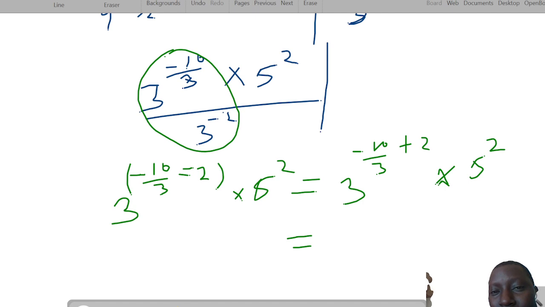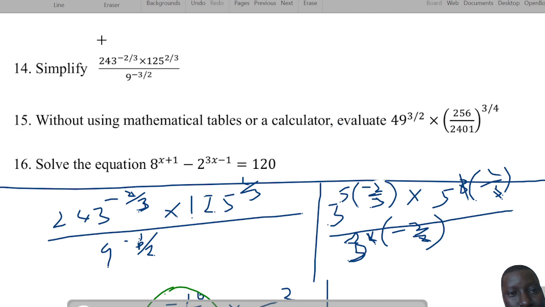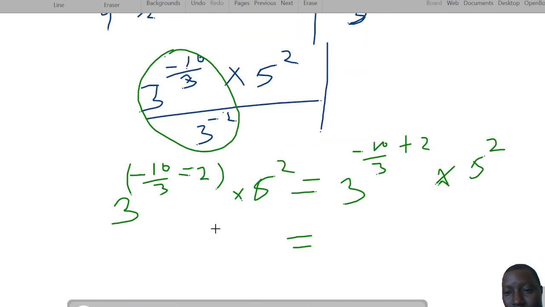The question is, is it 243 raised to negative 2 all over 5, not 3? No, it is here. It is 243 to the power of negative 2 all over 3. Okay, you have seen it now? Yes. Okay, so that's good. This is what I was saying here.